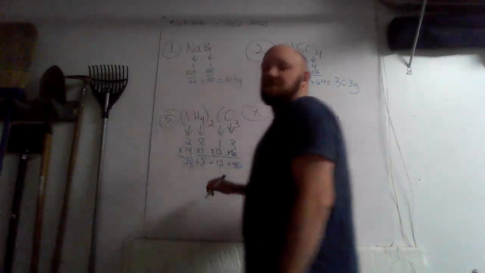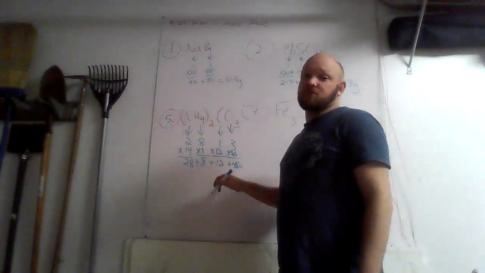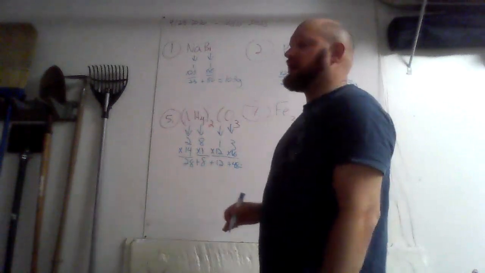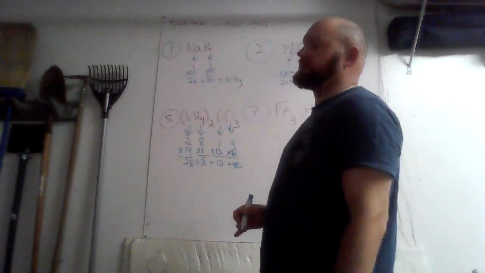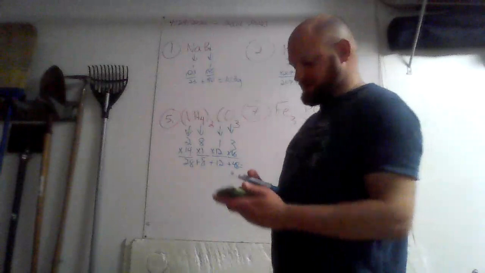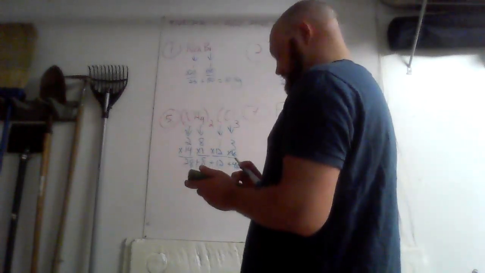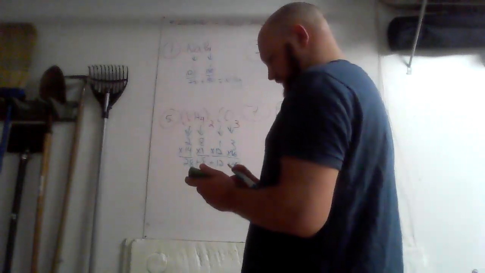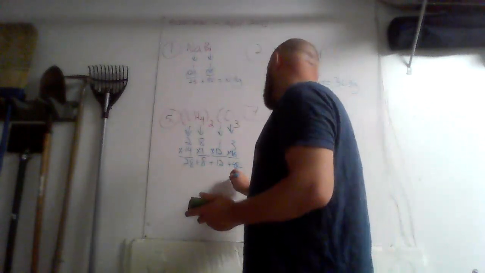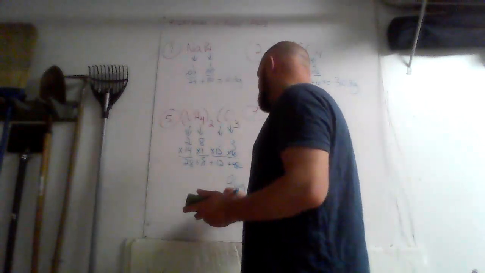For these types of problems, I will never make you show me work if you don't want to. It just helps you figure out where you had a mistake, but I'm going to assume you guys can do basic arithmetic by being in high school. So 28 plus 8 plus 12 plus 48 will equal 96 grams.